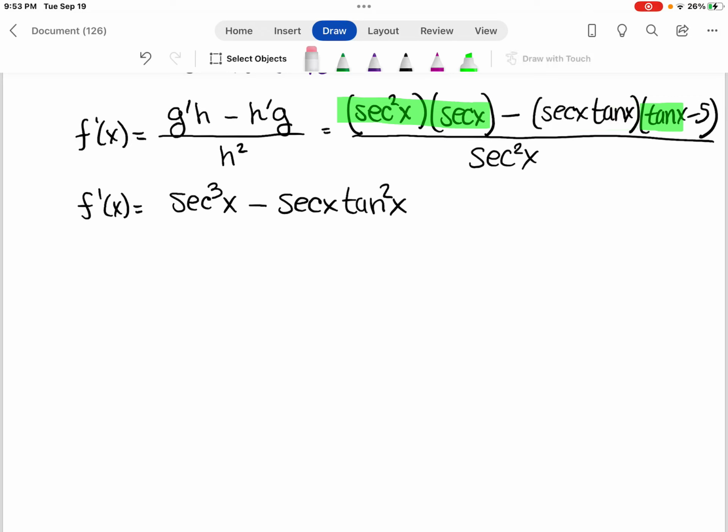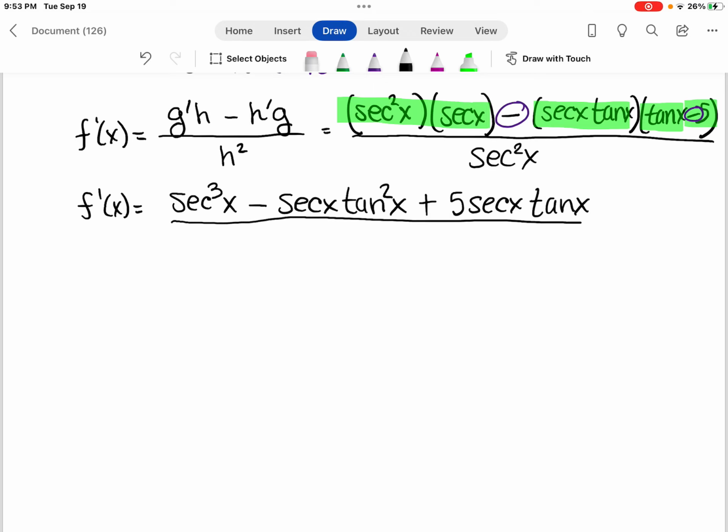Now, when I multiply secant tan x times the negative 5, that's going to give me a positive because I have this negative and this negative. So that's going to give me a positive 5 secant x tangent x. And that's all over secant squared x.